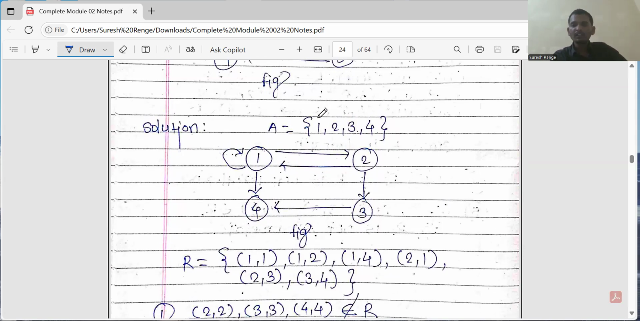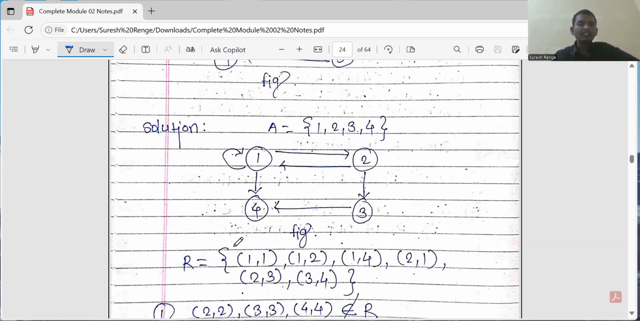A set is given. What are the elements? 1, 2, 3, 4. And the diagrammatic representation of the relation is defined with a digraph. 1, 2, 3, 4 are given, and these are the directions. This is a self loop, which means 1 is related to 1. Now let us convert this diagrammatic representation into relation format, in simple set relation format.